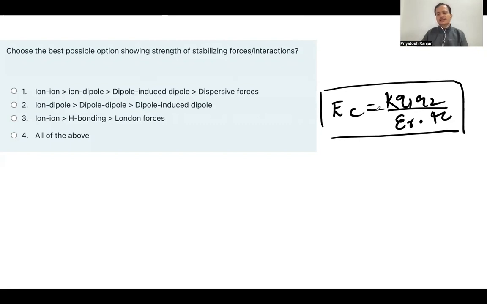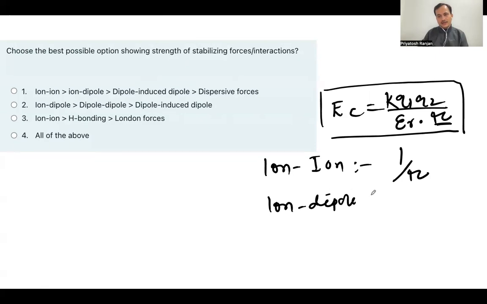Now look at the relationship between this energy and the distance. If we try to calculate this energy for these different interactions like ion-dipole, dipole-dipole, or dipole-induced dipole, you'll find a relation, which is of course going to be an inverse relationship with the distance, and we'll just have a look. So if I talk about ion-ion, the relation, as you can see from the formula, is 1 by R. We have ion-dipole, and the energy is related to the distance as 1 by R square.